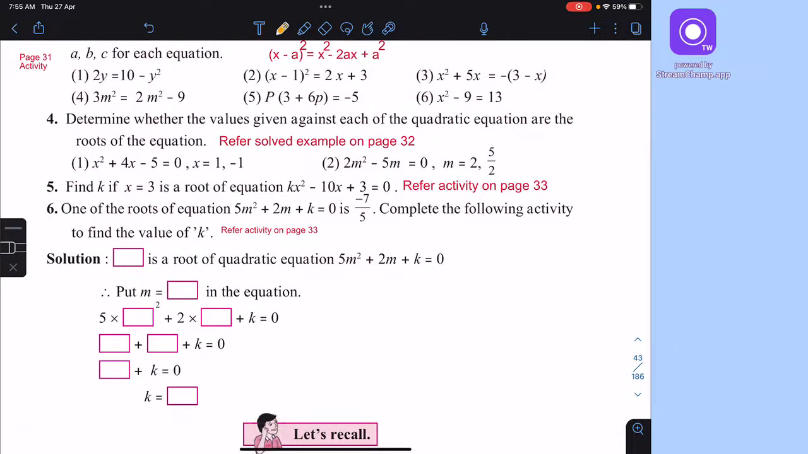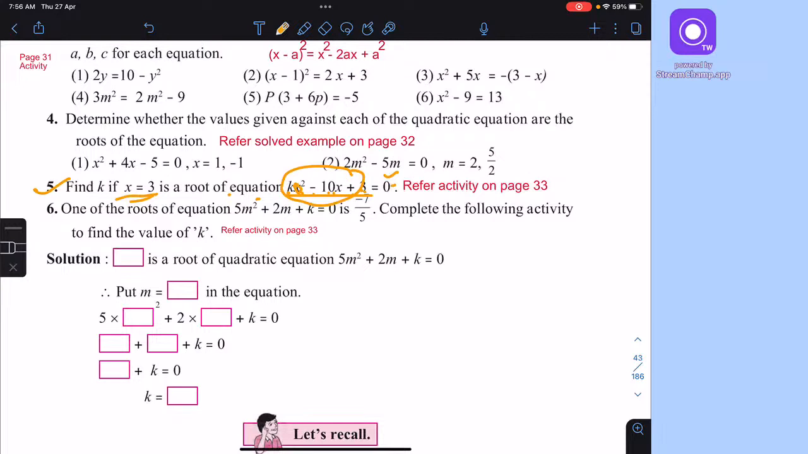This is similar. Find k if x is equal to 3 is the root of the equation kx square minus 10x plus 3 equal to 0. So you have to start with left hand side, kx square minus 10x plus 3, and x is to be replaced as 3. So k into 3 square minus 10 into 3 plus 3. If this value comes out to be equal to 0, then it is a root. If it is not 0, then it is not a root.